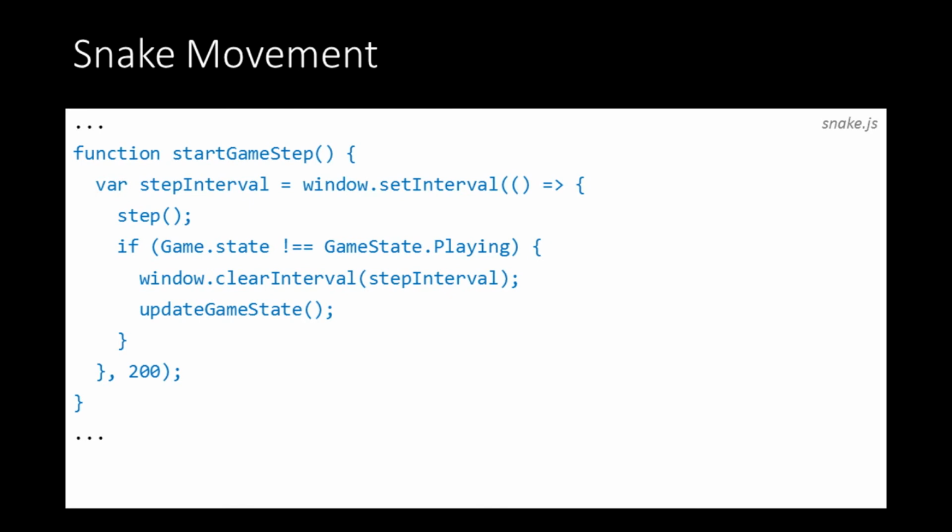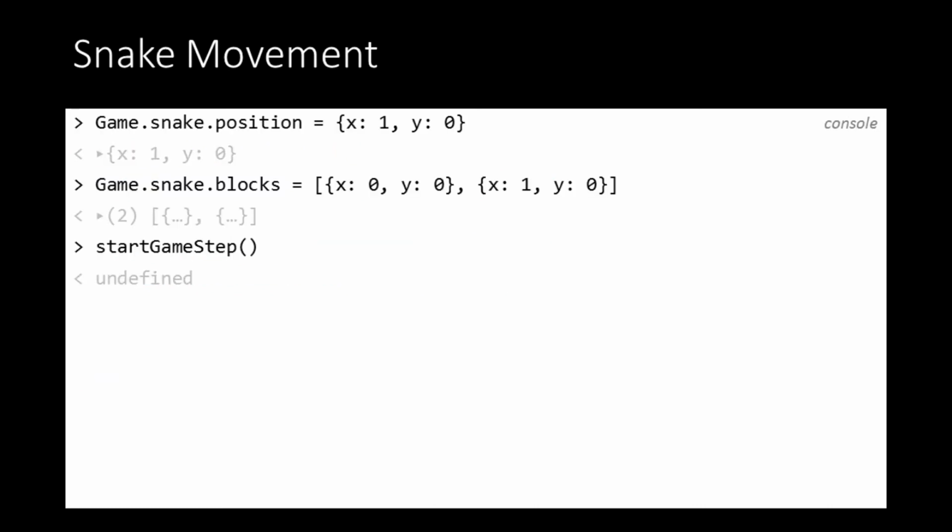The step function should be called inside of a timer. This is done with the window.setInterval function. This executes every 200 milliseconds. To test this, we can initialize the snake with some blocks and then call the start game step function.